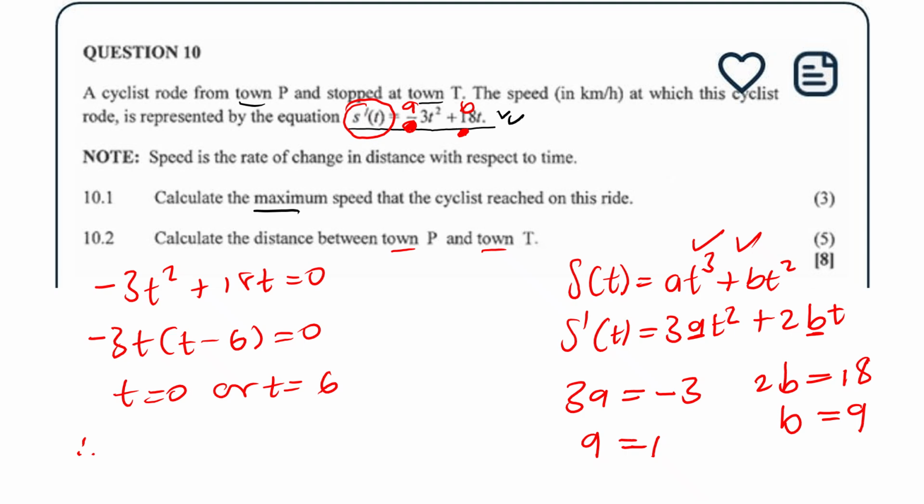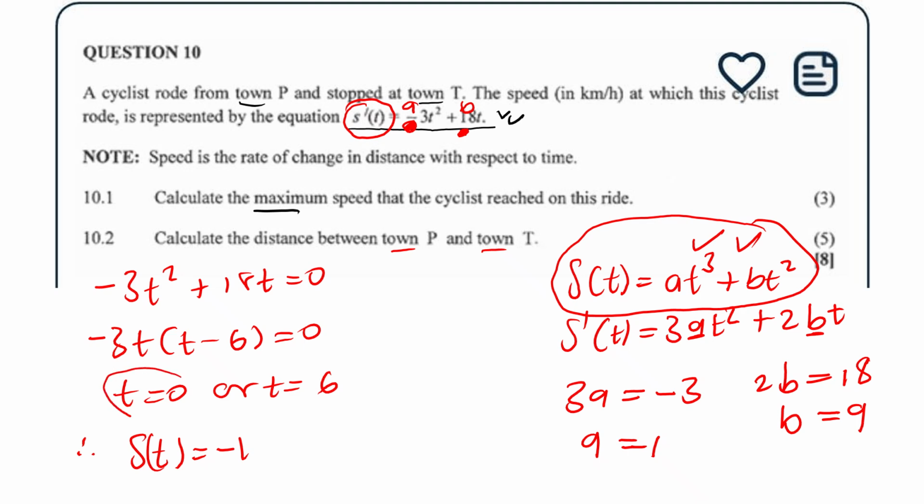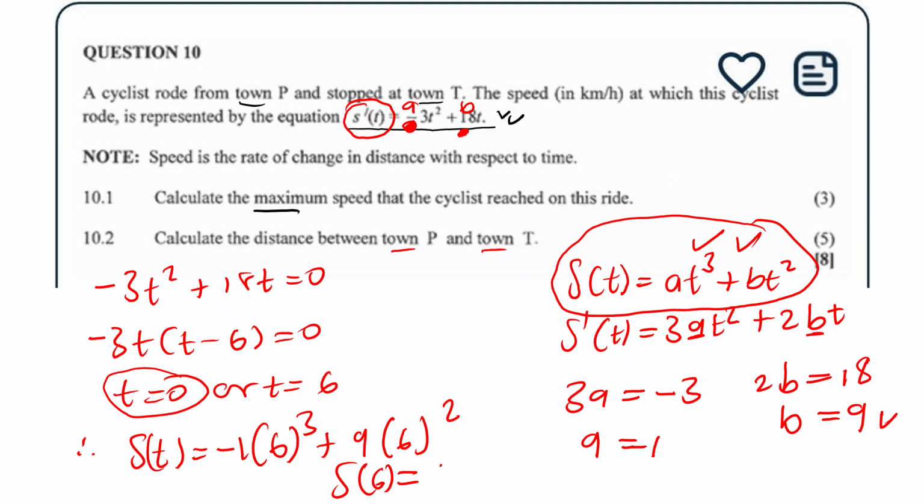Therefore we can say our s of t is equal to what? Negative 1. We are back onto this equation now. Negative 1, which is a, and then our t is 6, right? Because time cannot be 0. Our t is 6. Good. Plus 9, which is our b, and then our t is still 6 squared. This is the power 3, right? And then now our s of 6 is equal to 108.